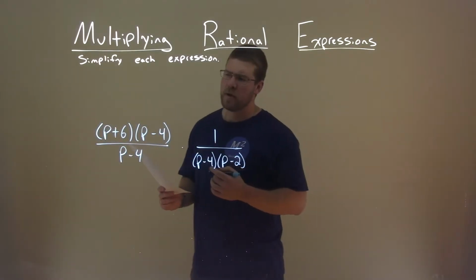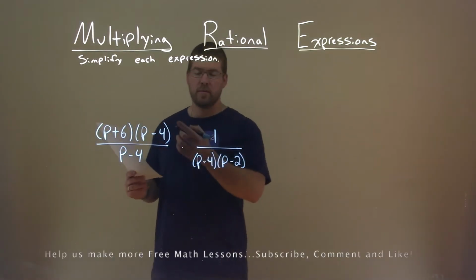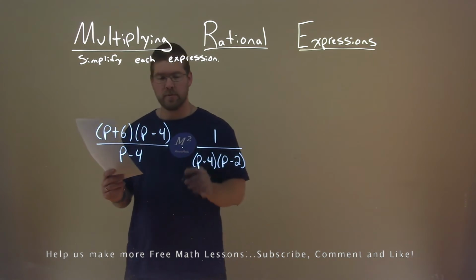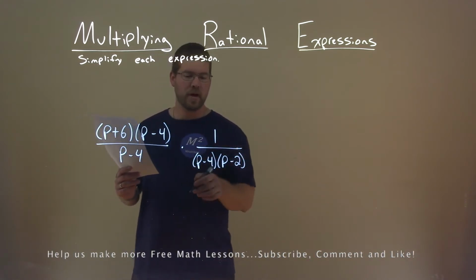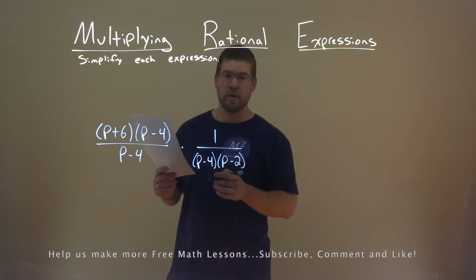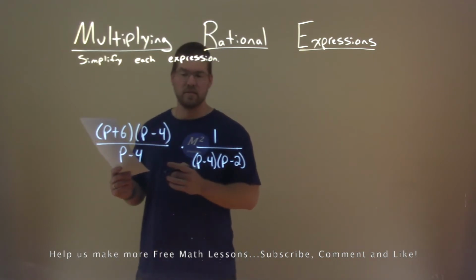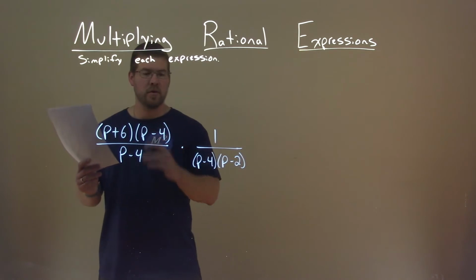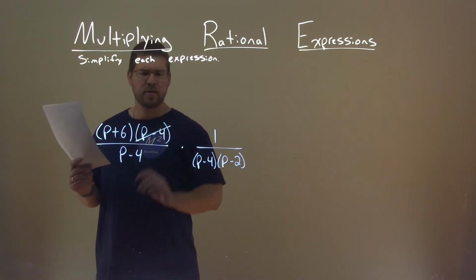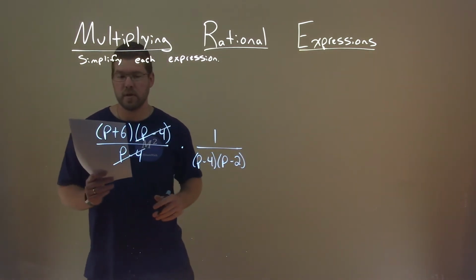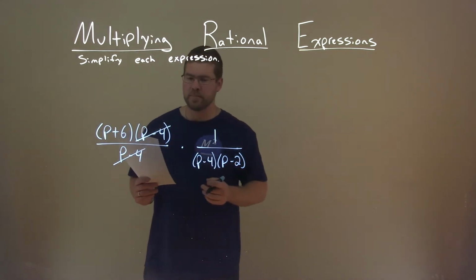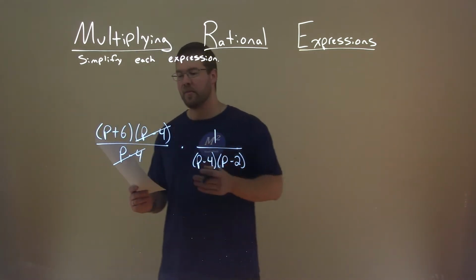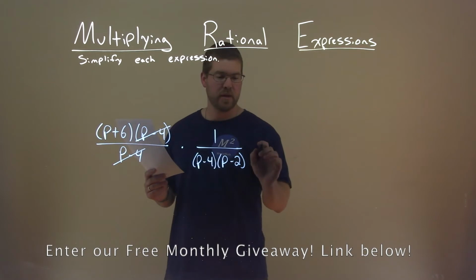We're given this problem right here. (p + 6)(p - 4) divided by (p - 4) times 1 divided by (p - 4)(p - 2). And we want to simplify this expression. So I'm looking for things that I can cancel out from the numerator and the denominator. I see a p minus 4 here and a p minus 4 here. They can cancel out. Nothing else really jumps out that can quickly be eliminated.